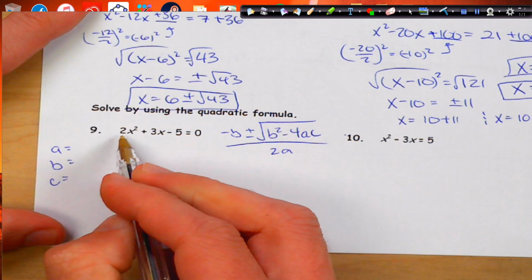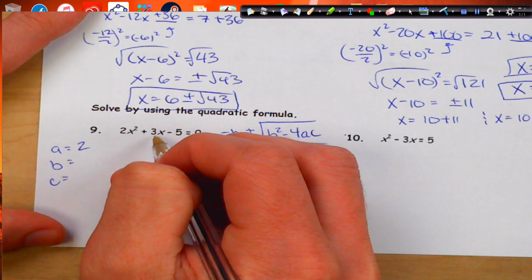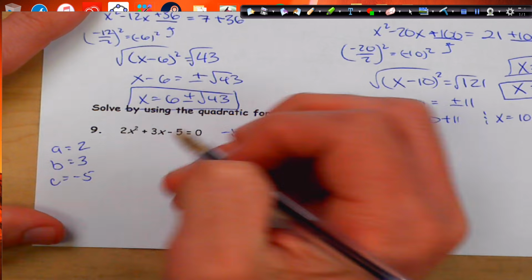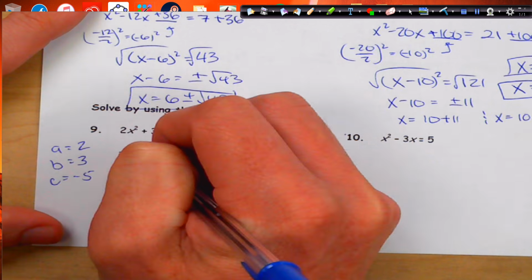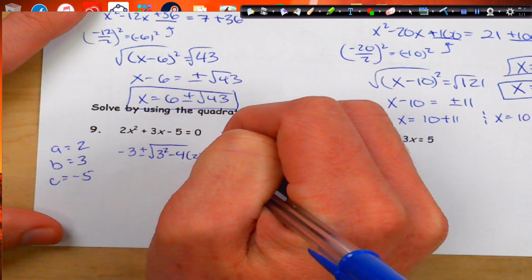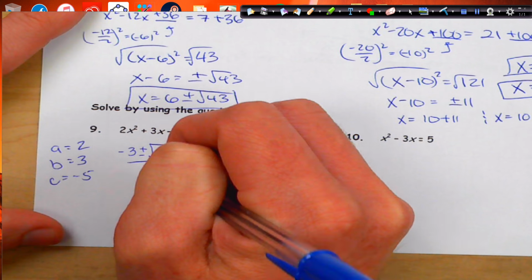A is the first term, 2. B is the middle term, 3. And c is the last term. And so we're going to get negative 3 plus or minus the square root of 3 squared minus 4 times 2 times negative 5, all over 2 times 2.